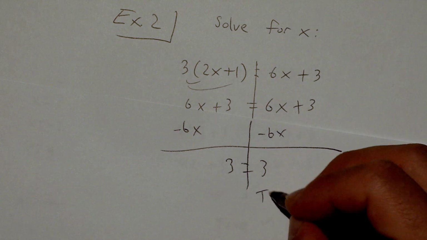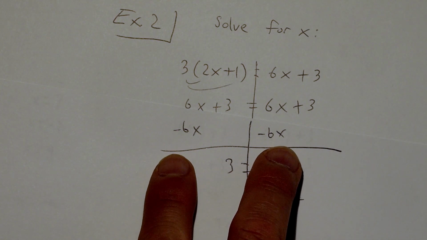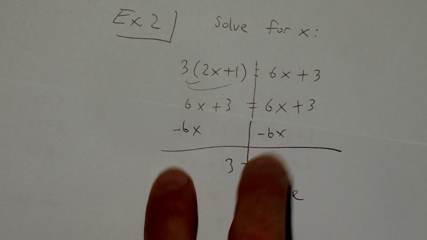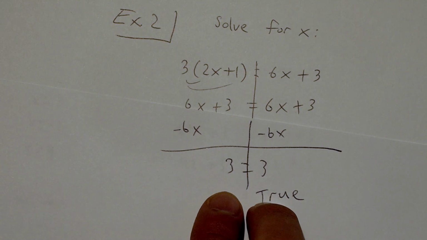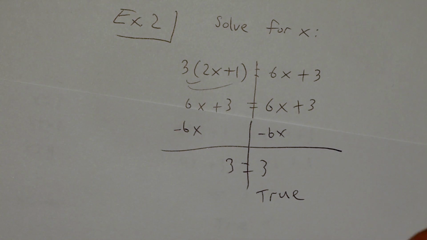If you're left with something that is true, always those x values are going to be able to cancel out. Whatever you replace x with, they're going to cancel each other out. And either you're left with a true statement or a false statement. If you're left with a true statement, then any value of x you plug in will work. And so there are infinitely many solutions.